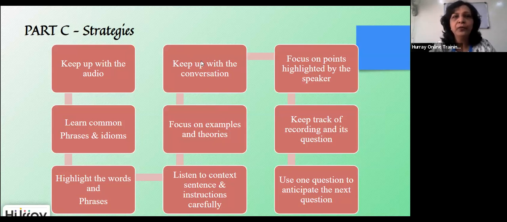So part A would be 1 to 24, part B would be 25 to 30, and part C 31 to 42. 31 to 36 would be the first extract in part C, and 37 to 42 would be the second extract in part C. Focus on the points highlighted by the speaker. Listen for word stress, voice modulation, and intonation to get some clues. Learn common idioms and phrases. They may use them sometimes.